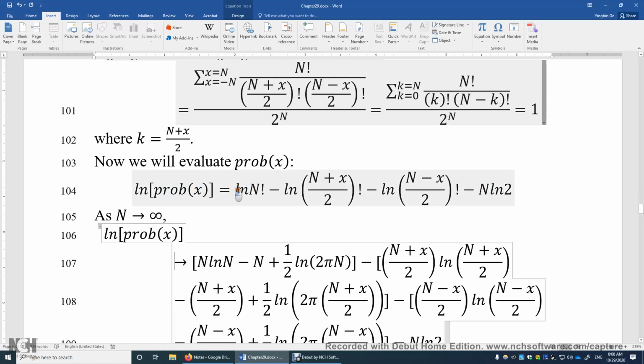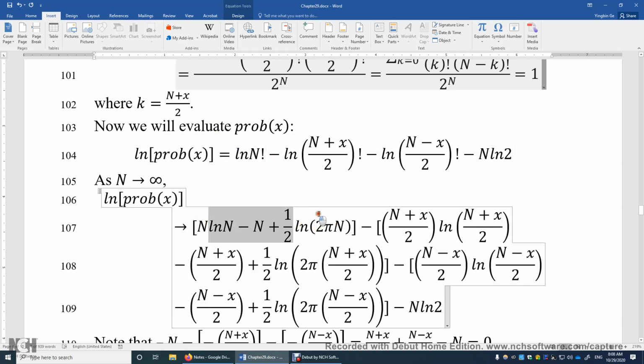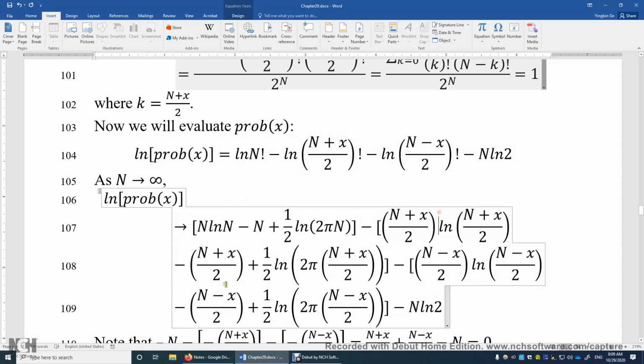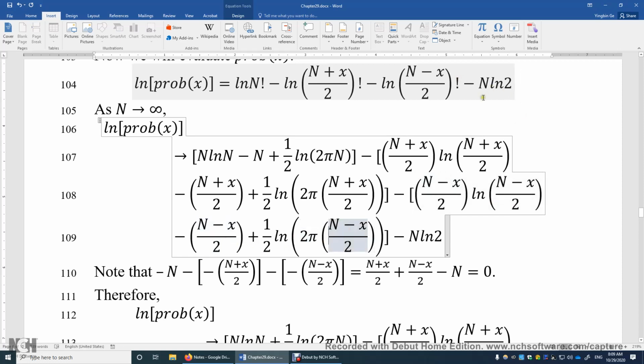And then we just need to use this Stirling approximation to expand all those logarithms of factorials. So for example, the logarithm of n factorial is n times ln n minus n plus 1/2 times the logarithm of 2 pi n. So this is expanded into 3 terms. Similarly, this is expanded into 3 terms, 1, 2, 3, and this is expanded into 3 terms, 1, 2, 3. All right. And then we have minus n ln 2.